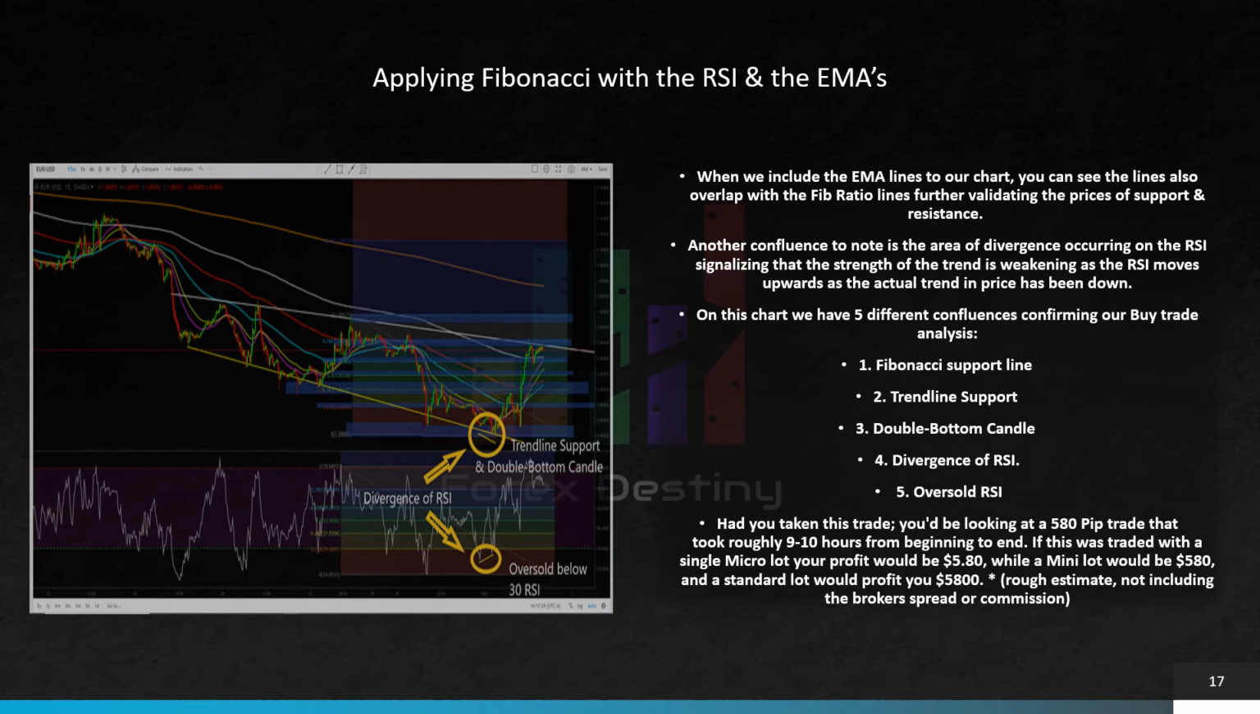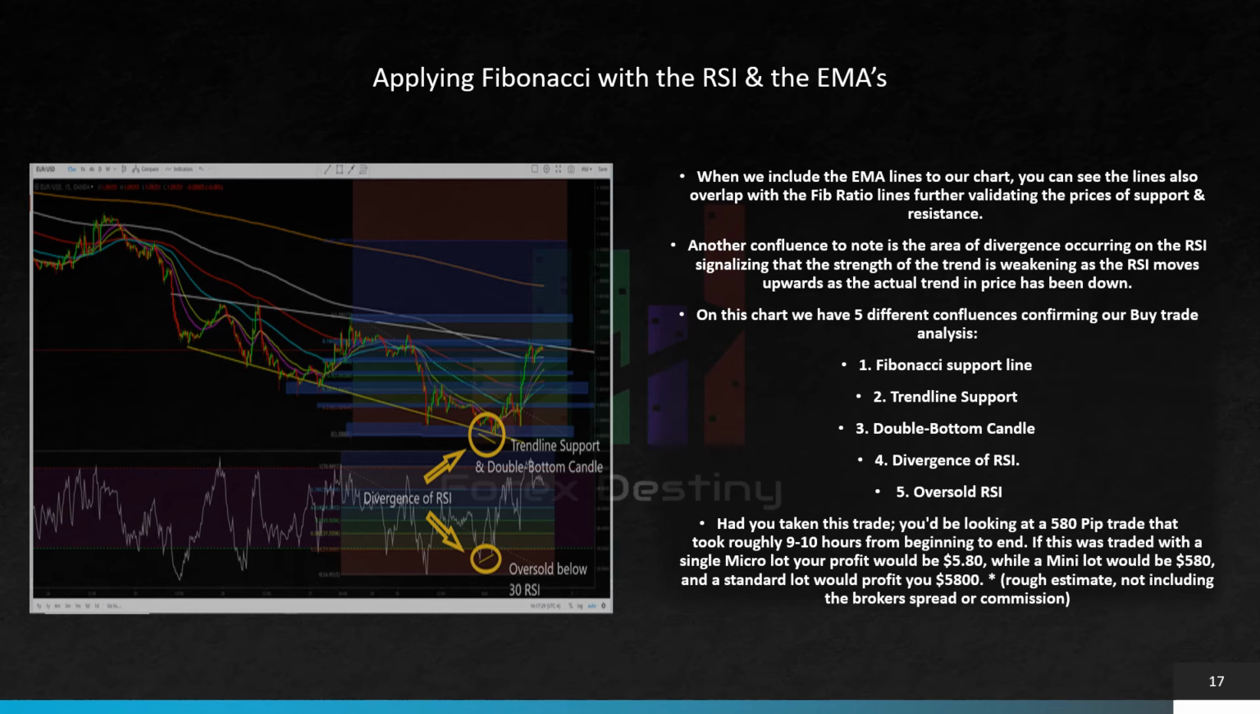On this chart, we have 5 different confluences confirming that our buy trade analysis is correct. First, the Fibonacci support line. Second, the trend line support. Third, a double bottom candle. Fourth, divergence of the RSI. And fifth, the RSI is also oversold.